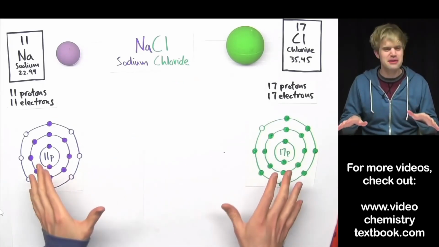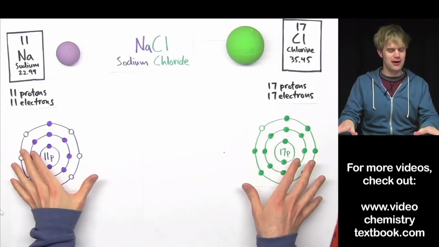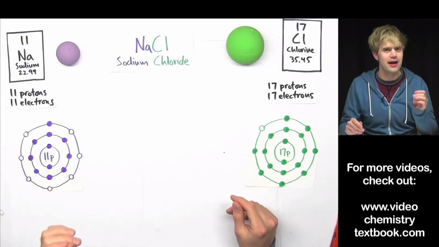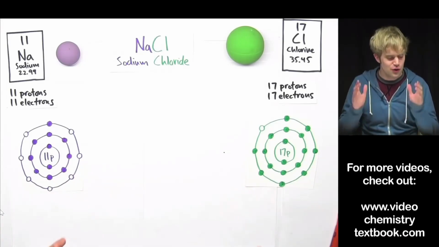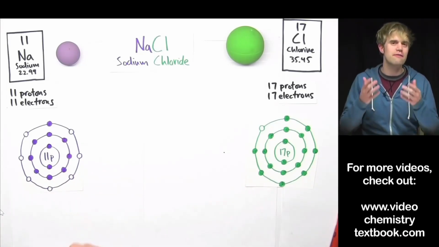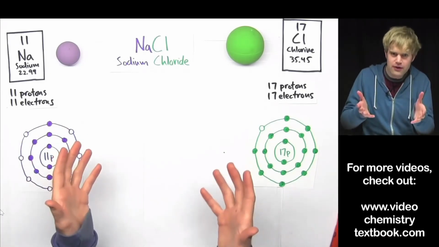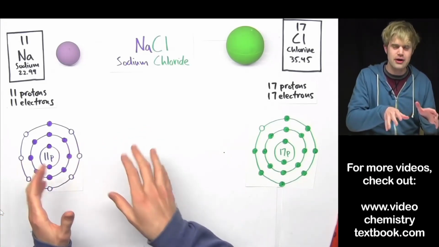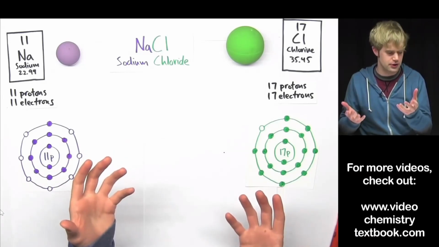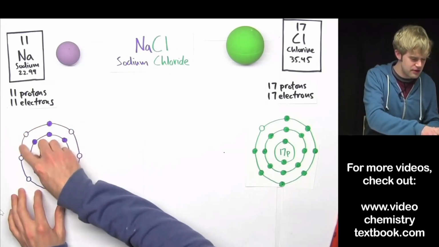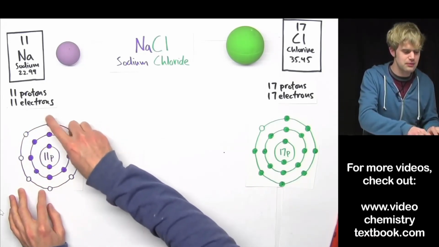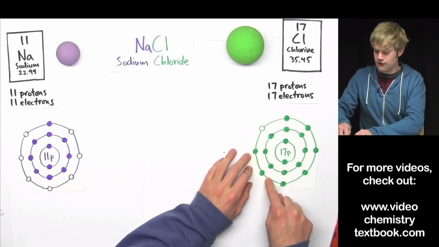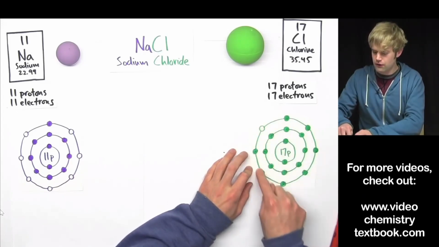Now you may not be able to tell from these diagrams, but these are two very unhappy atoms. The reason why has to do with their valence shells. You remember what valence shells are? They are the furthest out energy level that still has electrons in it. Okay, so for example, this is the valence shell of sodium. It's got one electron here. And this is the valence shell, the furthest out shell for chlorine.